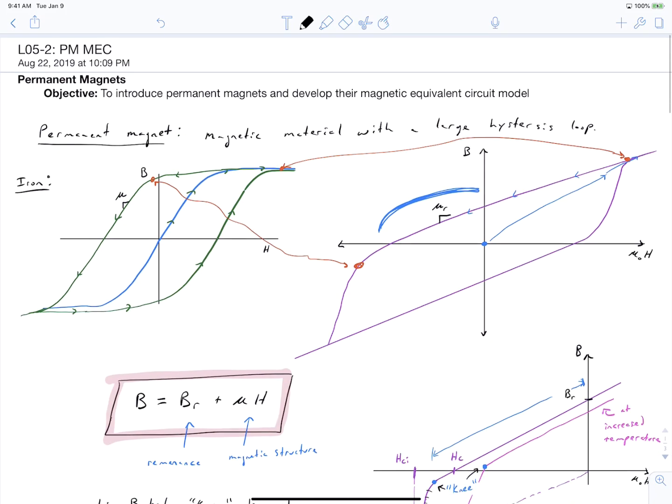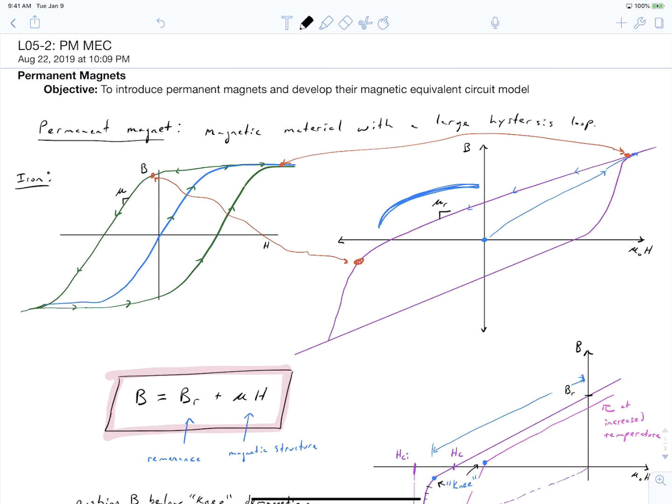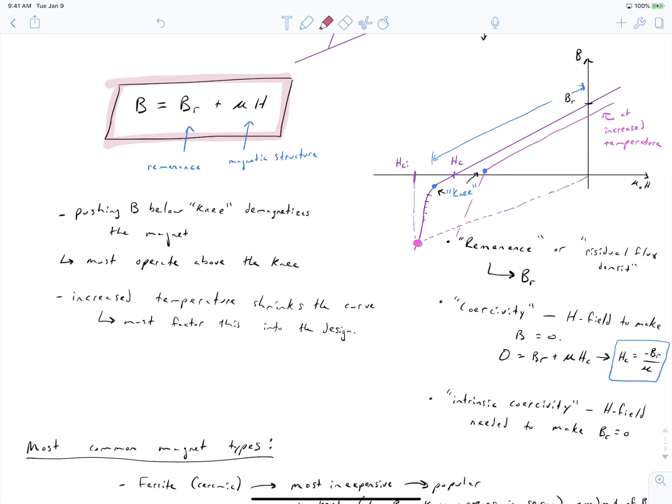Let's summarize now. In this video, we've introduced permanent magnets, and we've talked about what their BH curves look like and defined the salient features of permanent magnets. And those salient features were the remnant, or the residual flux density, their coercivity, their intrinsic coercivity, and their knee, and finally the governing equation for the field within the magnet.